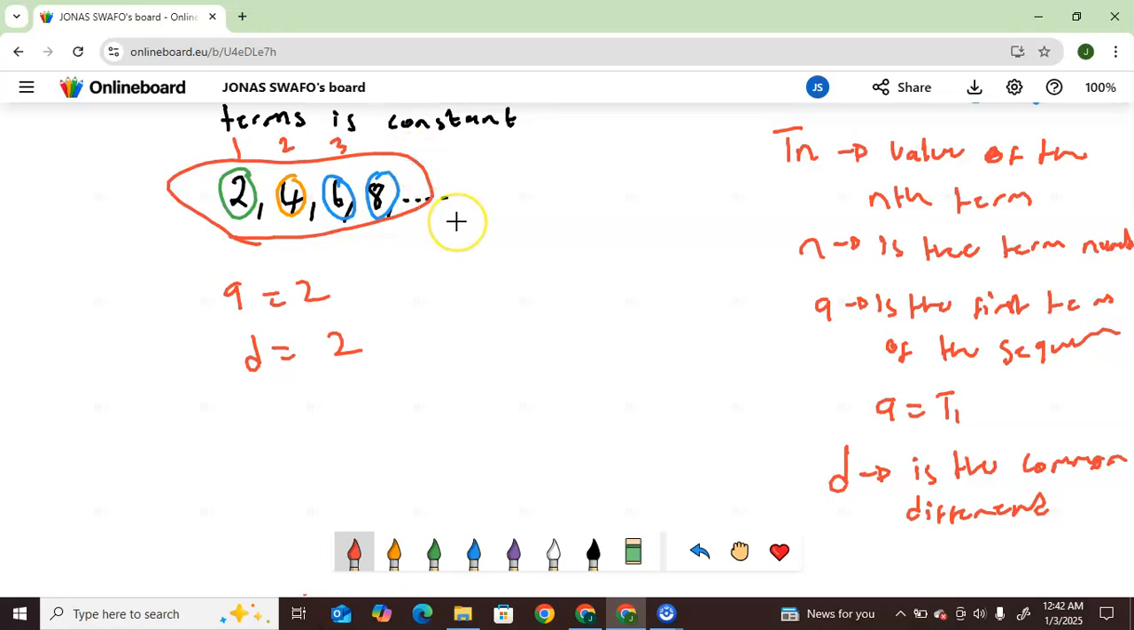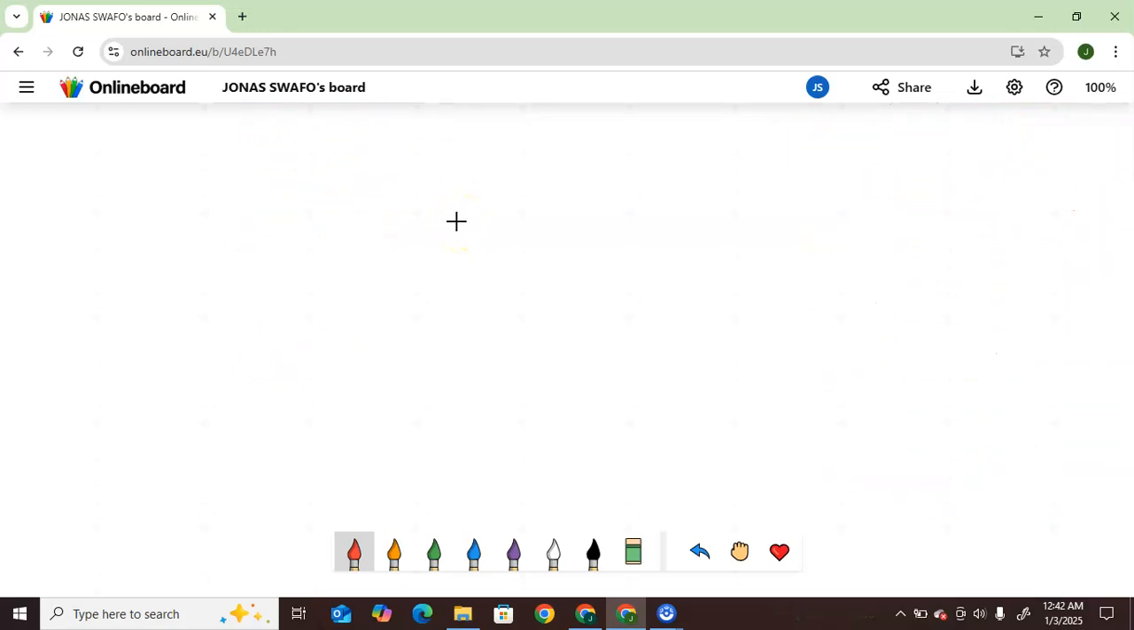So now let's take a look at an example. Suppose we have a sequence 2, 6, 10, 14, 18, and 22.